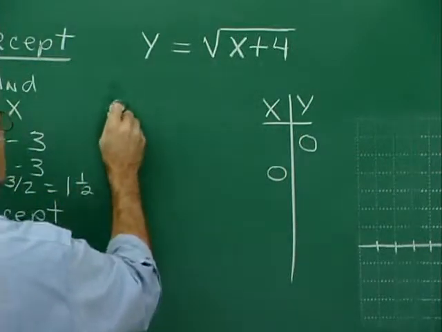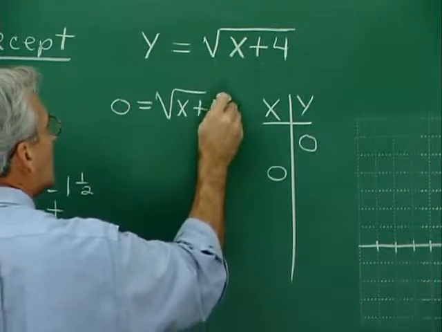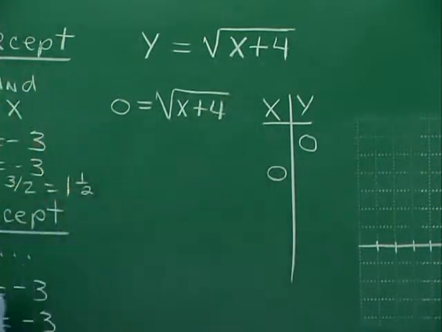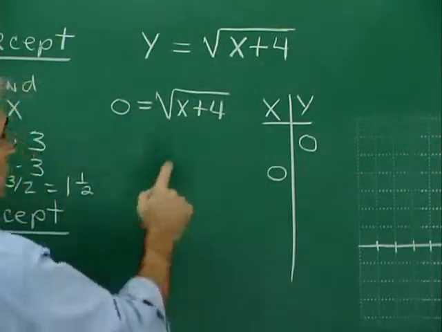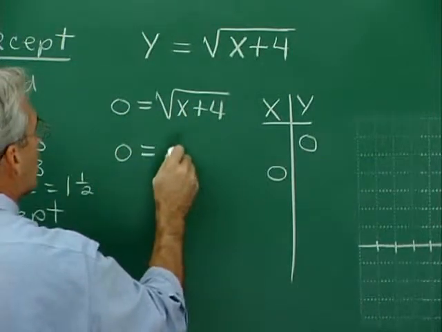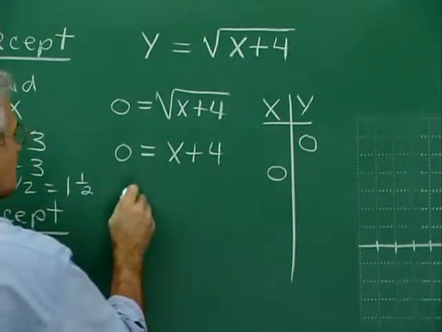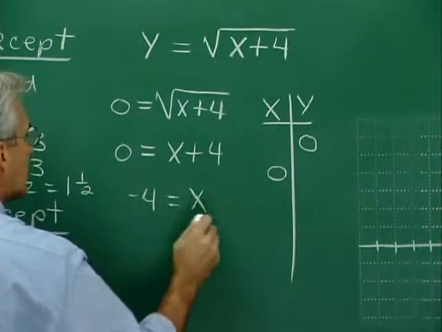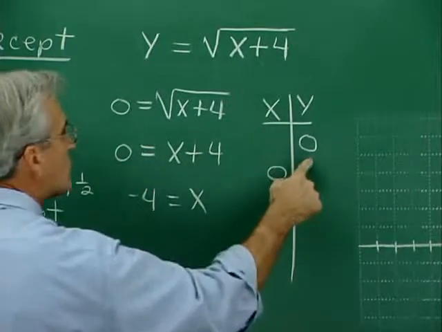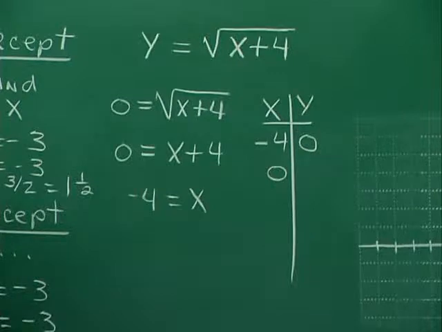What do we have here? We have 0 equals the square root of x plus 4. Now we have to solve this rascal. Well, let's see, squaring on both sides will undo this radical business. When we square over here, we get 0. When we square on the right, we get x plus 4. Subtracting 4 on both sides, we find negative 4 is equal to x. So when y is 0, x is negative 4, our x-intercept.